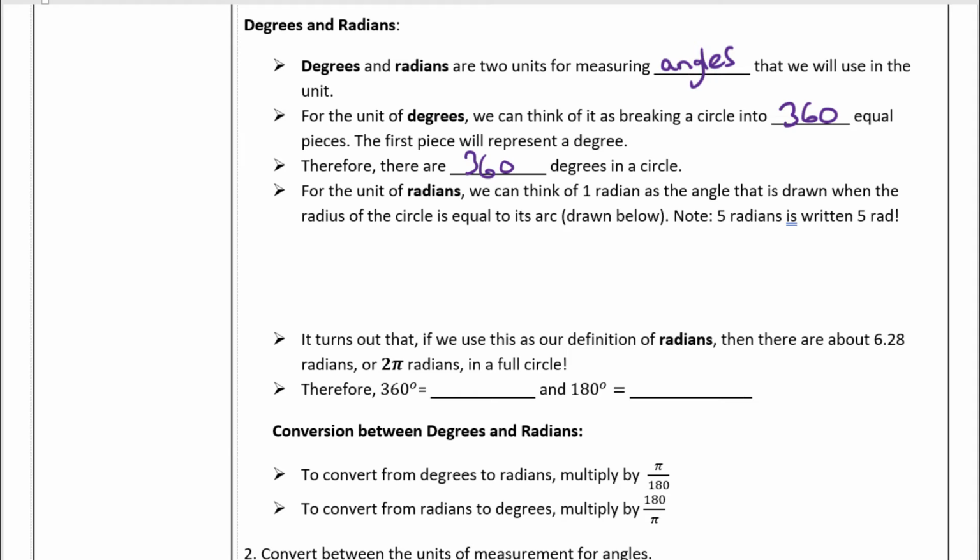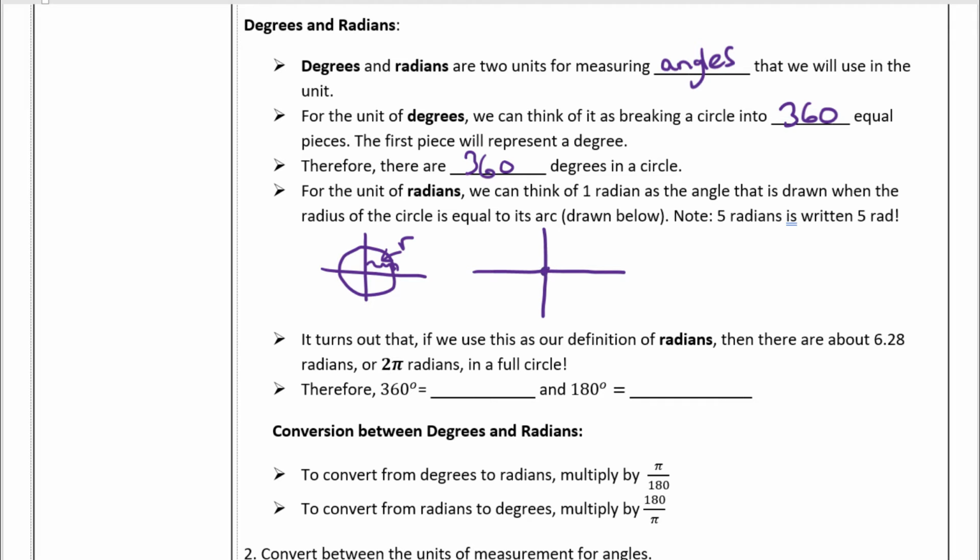For radians, however, we split it up in a different manner. We think of 1 radian as the angle that is drawn when the radius of the circle is equal to its arc. So I'll show you how that looks. If we have a Cartesian plane and we have a circle, let me draw the circle here, and let's say this circle has a radius of r. Remember, the radius is the distance from the middle to any point on the circle. So that's the radius, r.